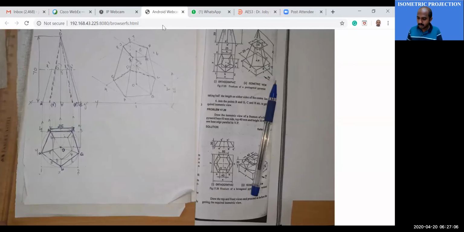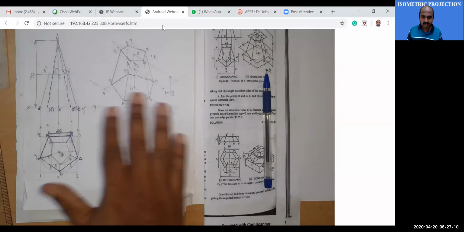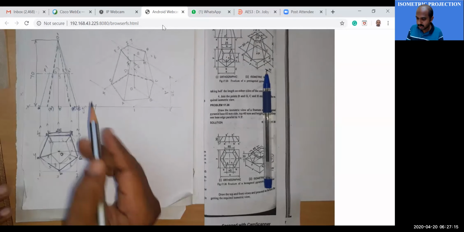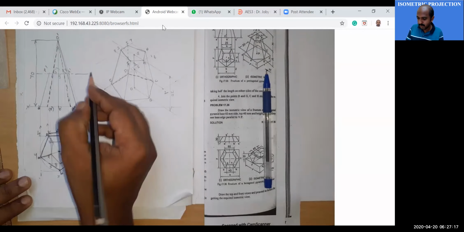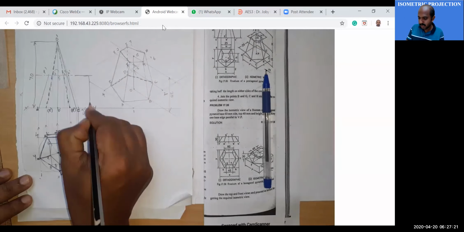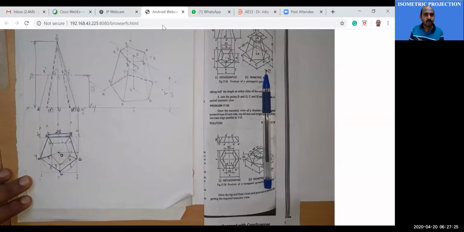Our cutting plane is parallel to HP and bisects the axis. So the cutting plane is at a height of 35 mm above the XY line.